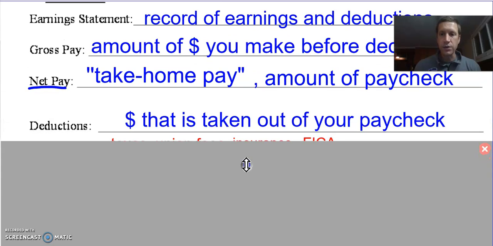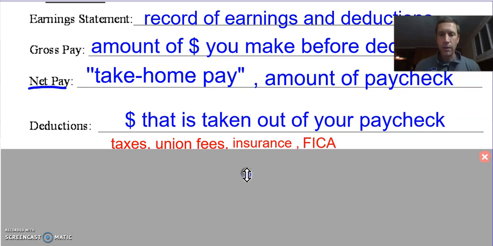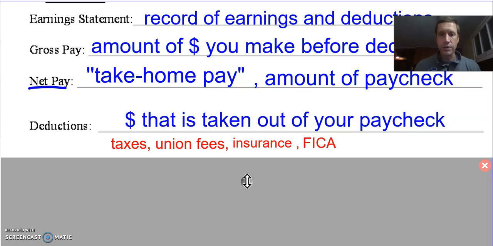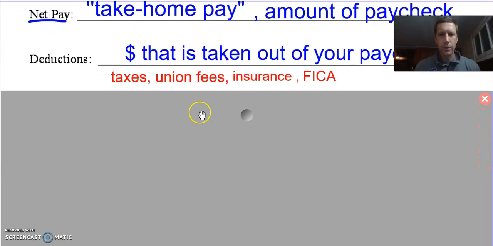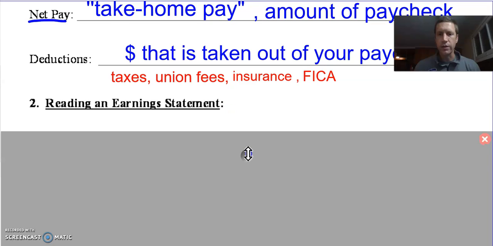And then lastly, deductions, anything that's taken out of your paycheck, any money that's taken out. So a couple examples that people will see is taxes. That's the biggest one. Union fees. As a teacher, I'm part of the union, so I have union fees that come out every paycheck. Health insurance, if your boss provides that, a lot of that will come out. And then FICA is another one. There's a number of more, but these are some examples. FICA means Social Security. We have a whole section on that, so I won't talk in too much detail.